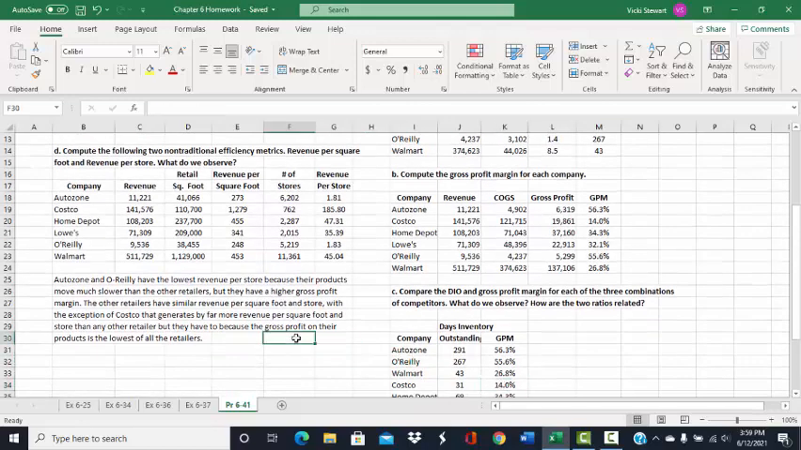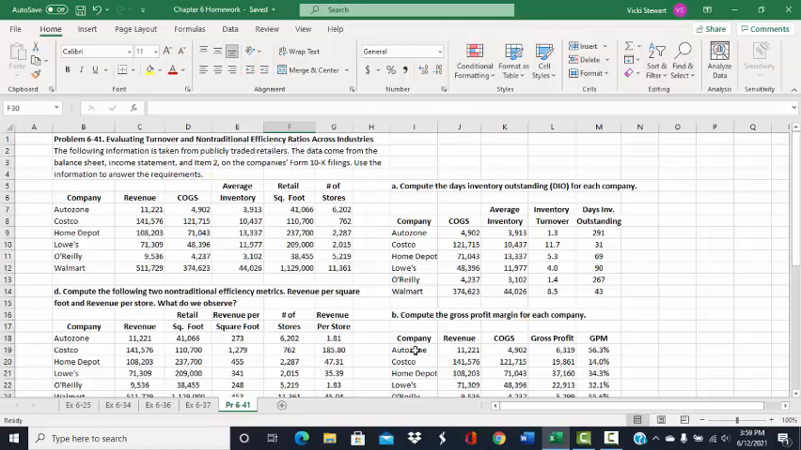So what do we learn from this problem? If your items don't move fast, you better be making a lot of money off of those items. If you have items that sell at a low gross profit margin, you better be turning them over. And that is the conclusion of the demonstration for problem 641.